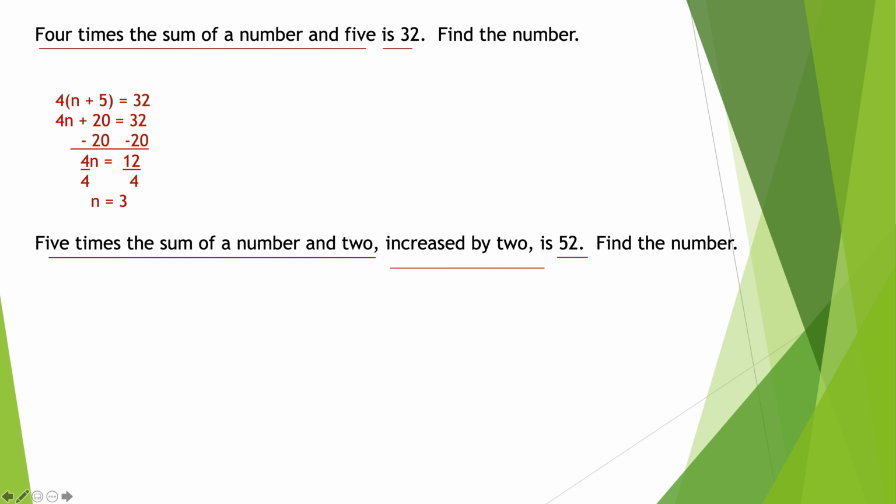Okay, so 5 times the sum of a number and 2 is 5, and then in parentheses n plus 2. But then it's increased by 2, so I have to put an additional plus 2 here, is 52. Distributing, 5n plus 10 plus 2 is 52. That means 5n plus 12, because I want to get these 10 and 2 on the same side, do the same operation. That's 12 is 52. Subtract 12 from both sides. 5n is 40. 52 minus 12 is 40. Dividing by 5, n is equal to 8. So that makes the number that I was looking for. Okay.